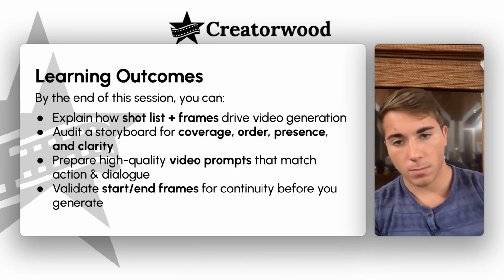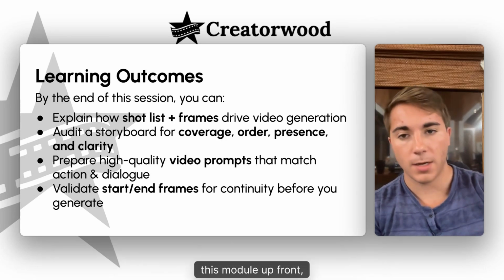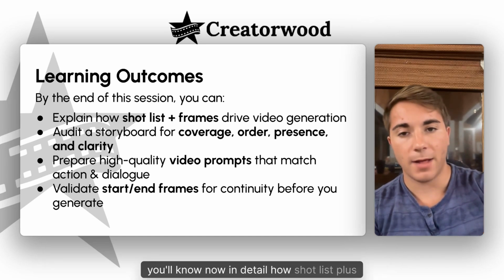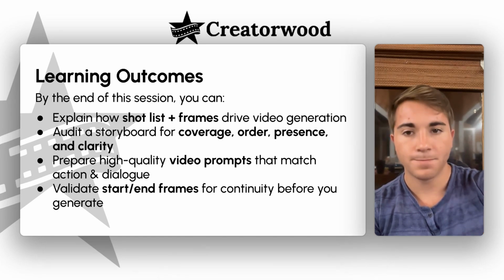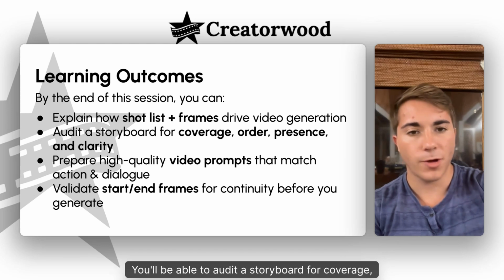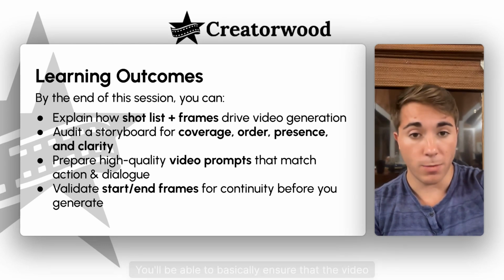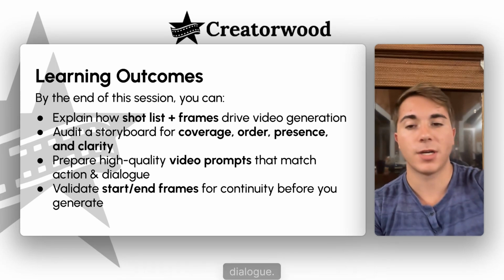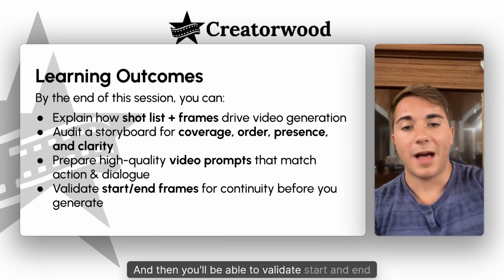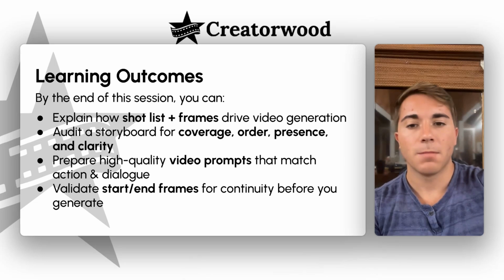So to review what we're going to be going through in this module up front, you'll know now in detail how shot list plus frames drive video generation. You'll be able to audit a storyboard for coverage, order, presence, and clarity. You'll be able to basically ensure that the video prompts are high quality and match your action and dialogue. And then you'll be able to validate start and end frames for continuity before you generate.